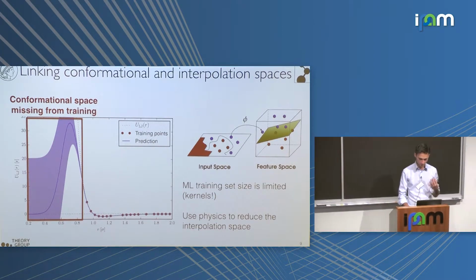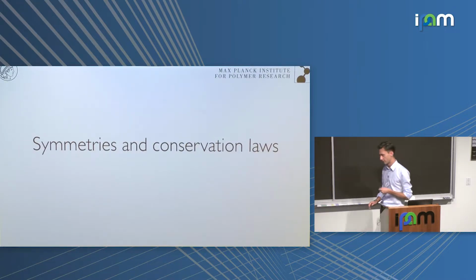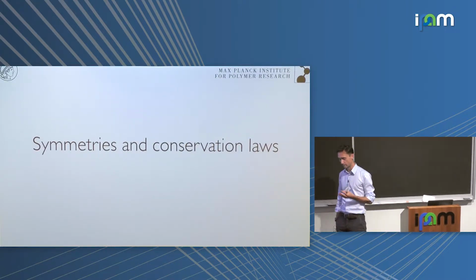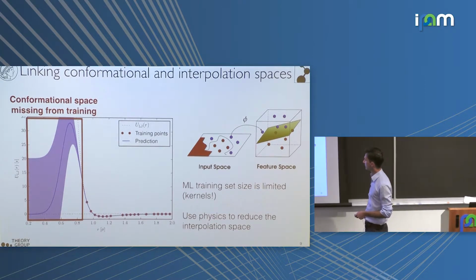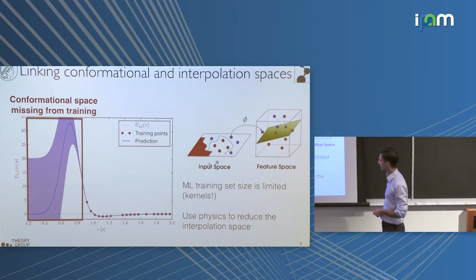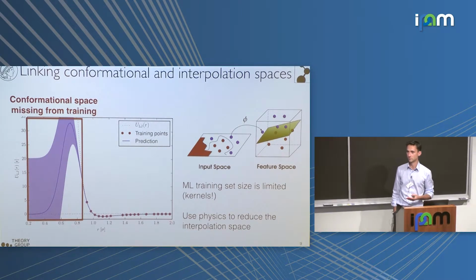So I'm going to talk about examples that go in this direction, where you try to use the fact that your system might have a number of symmetries. Because the idea will be that in general, what you're trying to do is to reduce as much as possible your interpolation space to make your machine learning procedure as simple as possible.